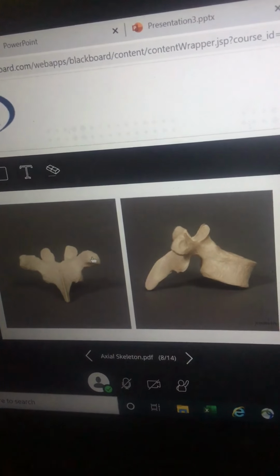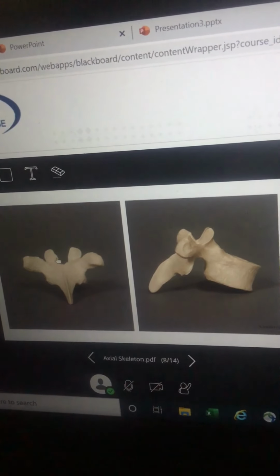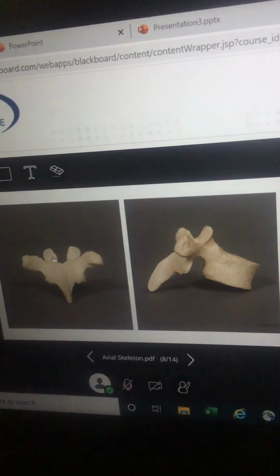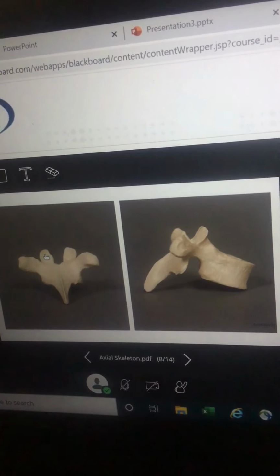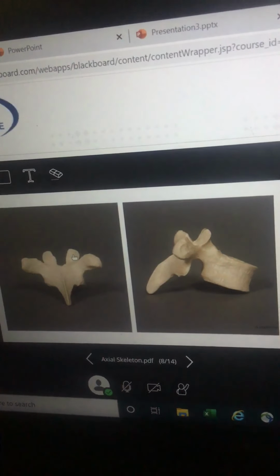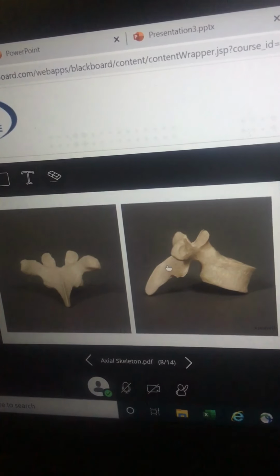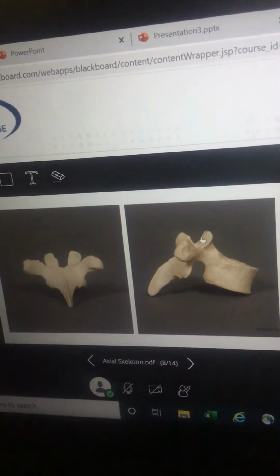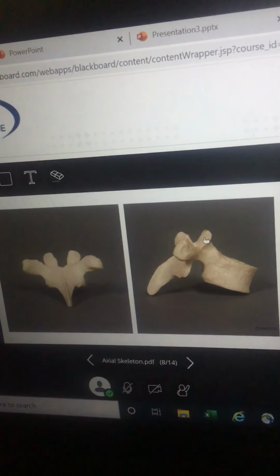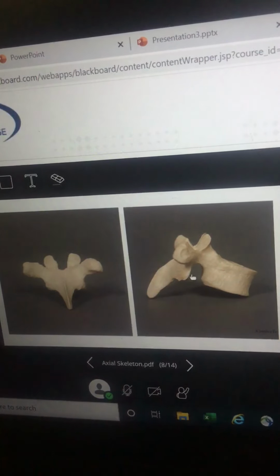This is the transverse process. This is the superior articular facet, like the horns of the giraffe. Superior facet. Transverse process, spinous. Look at that spinous process. Superior facet. This is the superior articulating. Down here is inferior. It's hard to see.